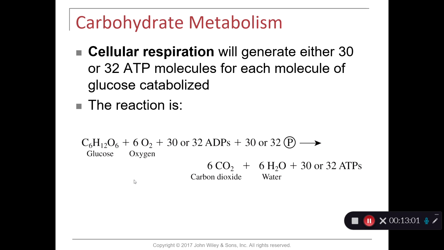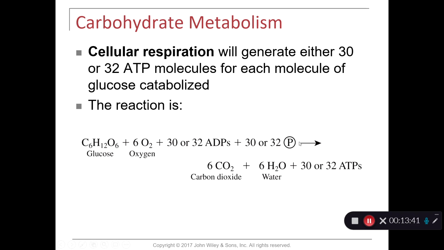This little equation you do need to know. So what happens? This is a redox reaction. It requires the destruction via oxidation of glucose into carbon dioxide, water, and ATP. You do need to know the numbers of each. Glucose, there's only one glucose. You need 6 oxygens and 30 to 32 ADPs, and 30 to 32 phosphates to make ATPs. That kind of makes sense, right? It's a 1-to-1 ratio there.